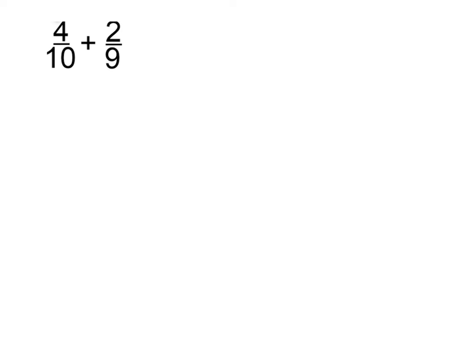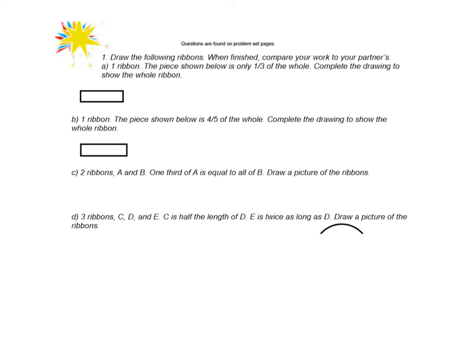Let's continue and explore some part-to-whole relationships. These questions are also found on your problem set pages, which your teacher may decide for you to try. But let's try a couple of these together. So number 1 says, draw the following ribbons. When finished, compare your work with your partners. We are obviously not going to do that.